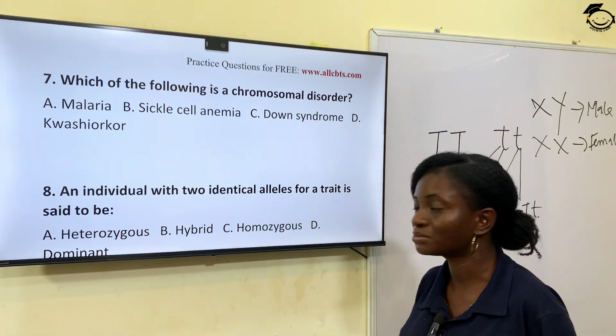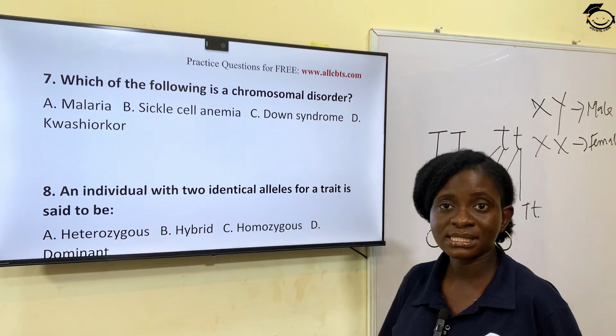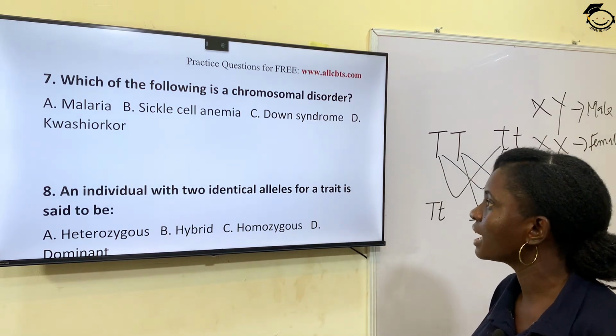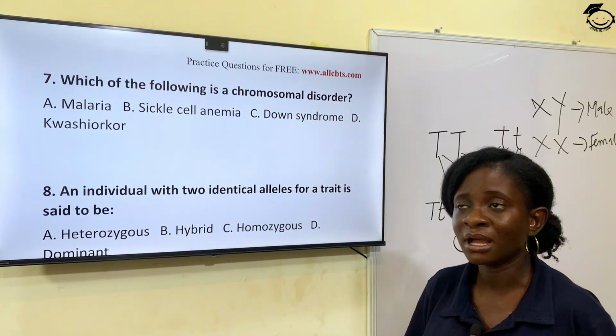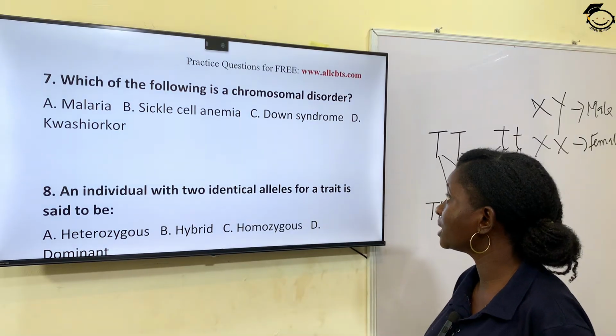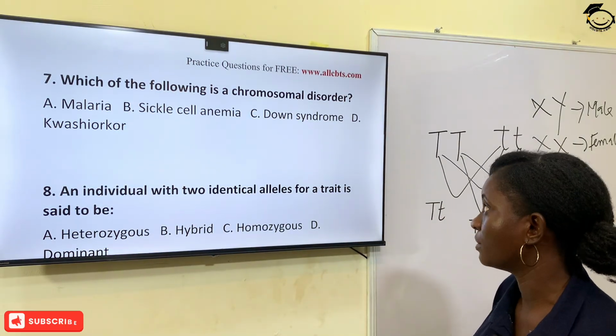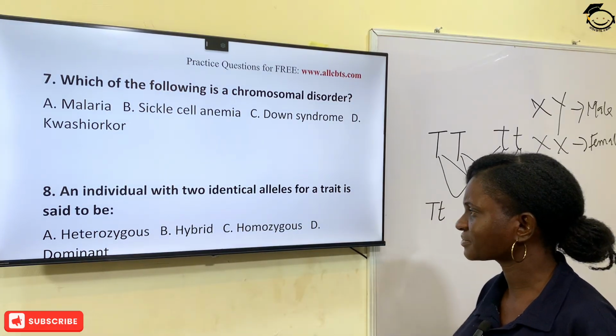Which of the following is a chromosomal disorder? Is it malaria? Option A. Option B, sickle cell anemia. Option C, Down syndrome. And option D, kwashiorkor. When we say chromosomal, I made mention of trisomy 21, which is in Down syndrome. So the correct answer is C, Down syndrome.